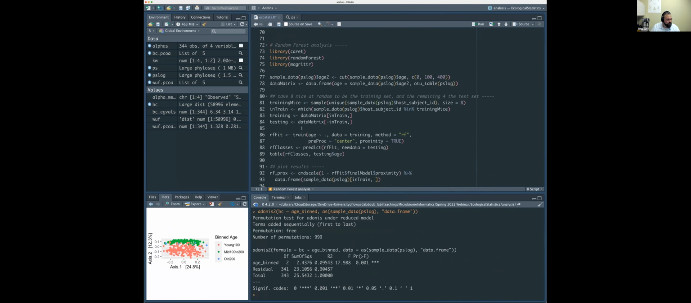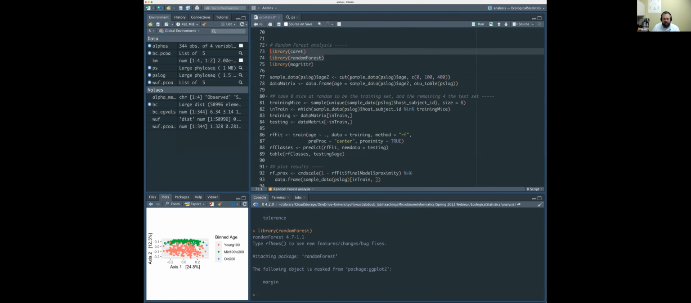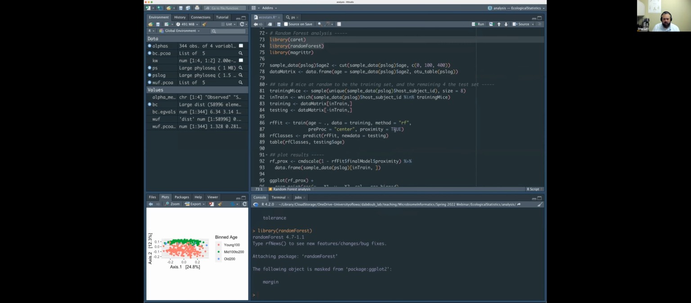I don't want to spend too much more time because we're coming up on the third hour here. But I just want to go through, and again, I didn't come up with this. This is part of one of the phyloseq tutorials. I did modify their example to work with the mouse data, but the original is from one of the phyloseq tutorials. So this is loading caret and randomForest. I don't actually remember why it's loading magrittr. Oh no, that's why. Yeah.